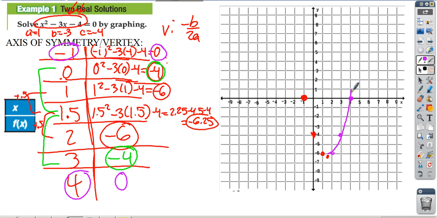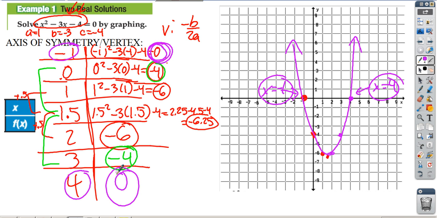we connect the dots. And the solutions to this, or the zeros, are here and here, x equals 4 and x equals -1. Those are the two things that make this equation equal 0. So that's exactly what they want us to find. They want us to find the zeros.